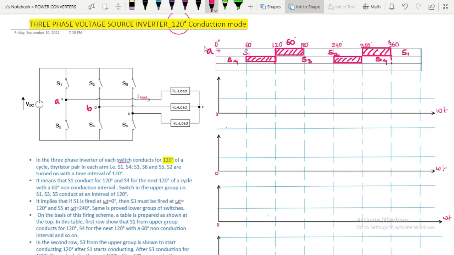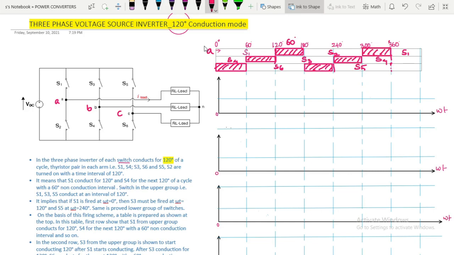Now let us see the C wing. Here we have S5 and S6. S5 will start conducting 120 degrees after S3. So this is S5 here, and up to this S5 will conduct, and there will be a non-conducting region of 60 degrees. After this, S6 will conduct for 120 degrees, and in between there will be a non-conduction region. So this is the switching scheme for 120-degree conduction.